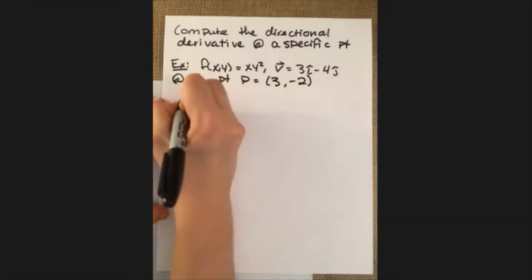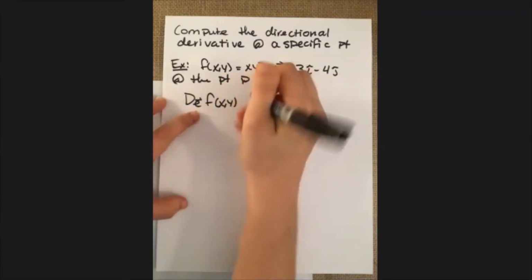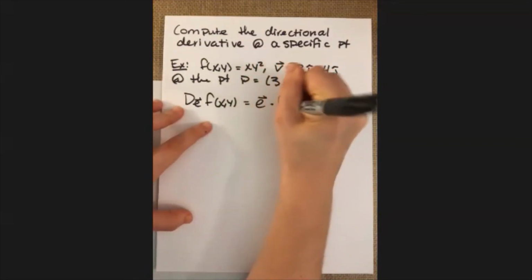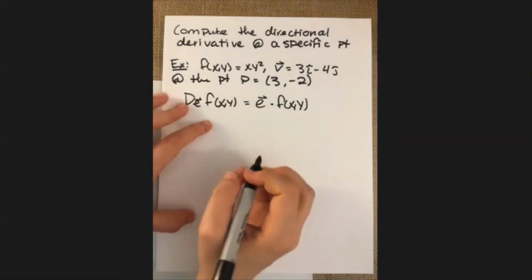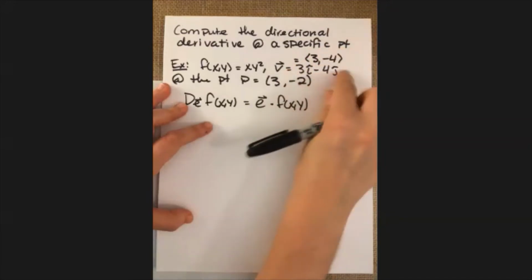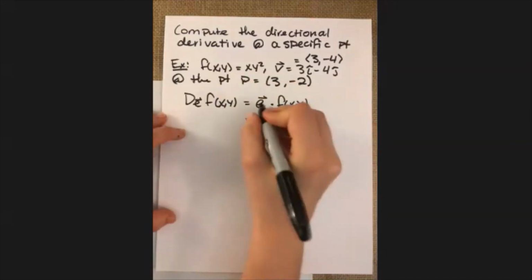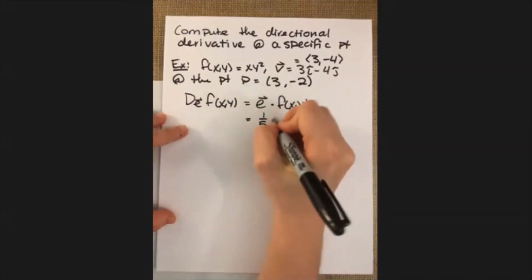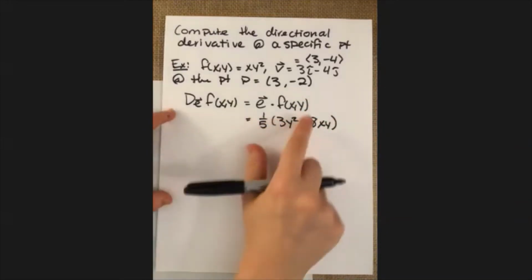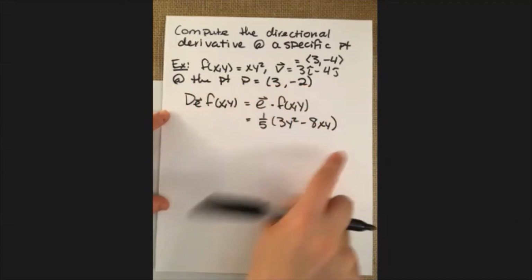So the directional derivative in the direction of e at f of x, y is equal to e dotted with the gradient of f at x, y. And I can rewrite this as (3, -4). This is exactly the same vector and the same function we had in our first example. So we've already found this to be 1/5 (3y squared minus 8xy). And so now all we have to do to figure out what it is at the point p equals (3, -2) is plug this point into this equation.